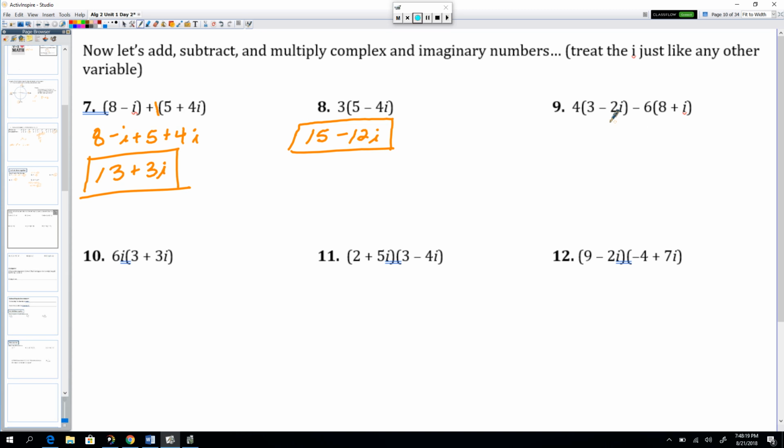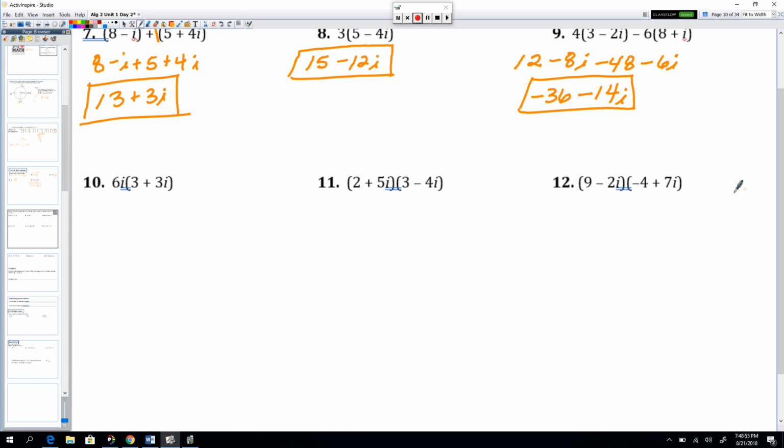We've got a little extra work here to do. We need to distribute this 4 here and this -6 here, and then we'll combine like terms. So let's run through those steps. That's 12 minus 8i minus 48 minus 6i. I've got some like terms to combine. I will take my real numbers, the 12 and the -48, and put those first for standard form. And then I'll take my -8i and my -6i and combine them to make -14i as the imaginary part of this complex number answer.